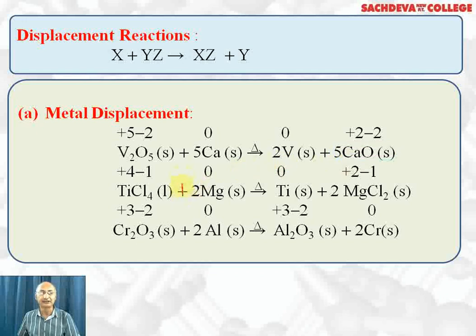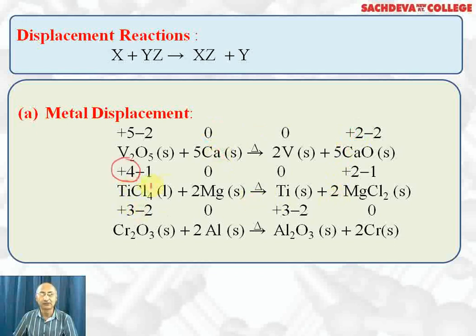Now, to check whether it is a redox reaction or not, we have to check the change in oxidation state. Vanadium is changing from +5 to 0, a decrease. Oxygen is -2 to -2, it remains the same. Calcium is increased from 0 to +2, so it's a redox reaction.